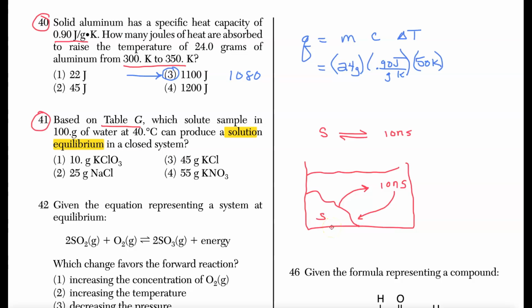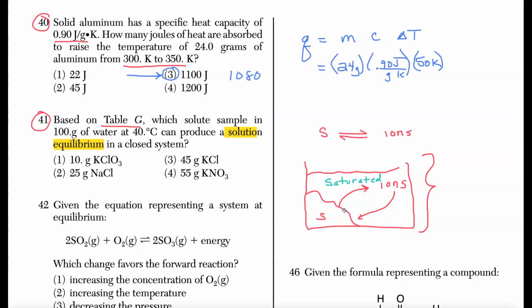So the amount of solid and ions stays constant. What they're really describing here is that I'm going to have some amount of undissolved solute, and then, this is really important, this is where people forget, you're also going to have a saturated solution here. To have what we call solution equilibrium, this has to be saturated.